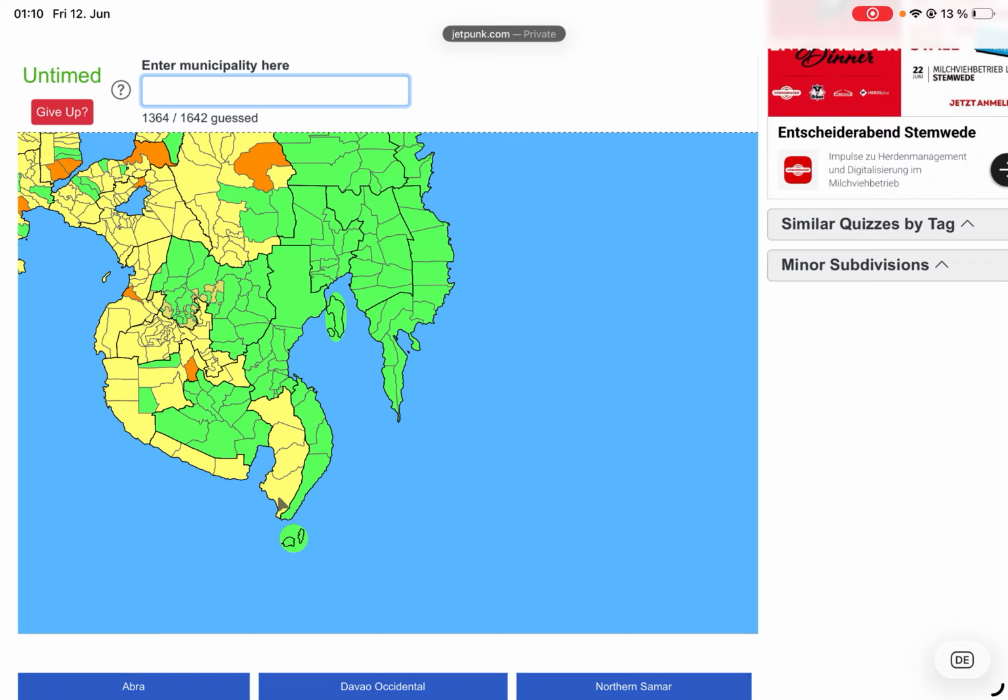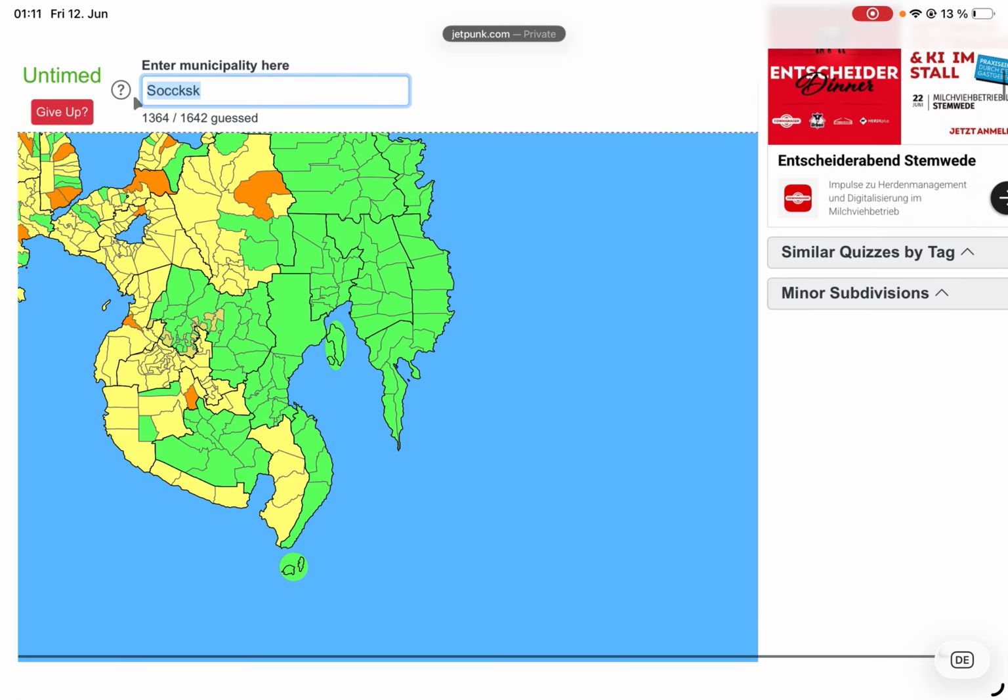The next in the list is the SK part of Sox-Sargon. So this SK part, as I said, stands for Sultan Kudarat, and Sultan Kudarat is this province right here with the capital of Isulan.